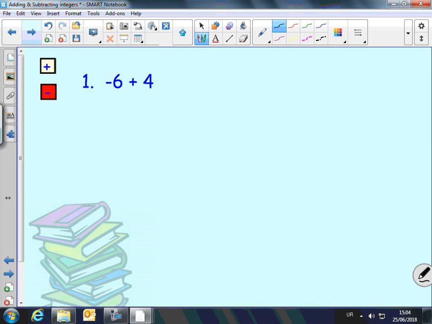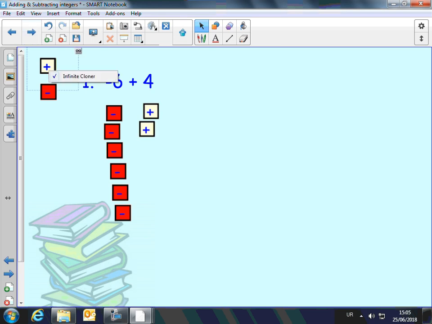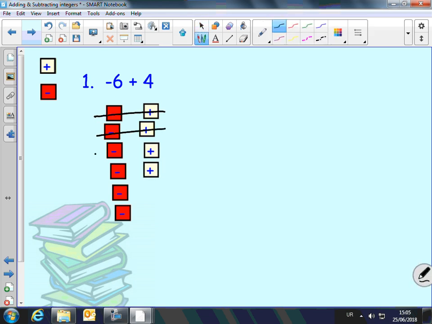So the first question you had was negative 6 plus 4. If you drew out 6 negatives, and then you added on 4 positives, there we go. Then you should have seen that you had 4 0 pairs, which you cancel out. You're left with 2 negatives. So negative 6 plus 4 is negative 2.